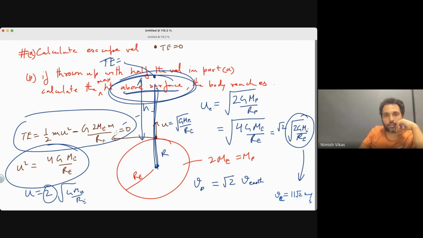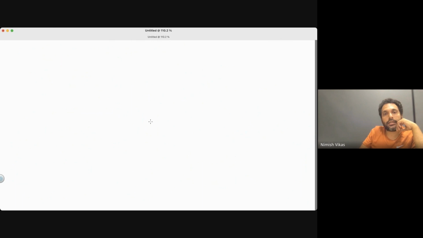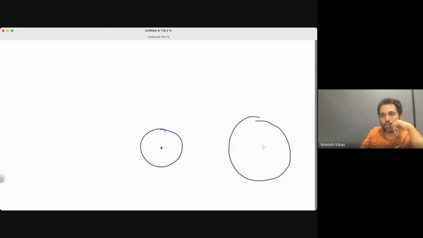The point is, if it was 2R, it is less dense than the Earth, but it is the same as throwing from the Earth from a certain height above. Let me tell you what I mean. This is the Earth. Now, if there is a planet which is twice the radius of Earth, 2R, and twice the mass of Earth, and you are throwing from here, this planet has less gravity. Why does it have less gravity?